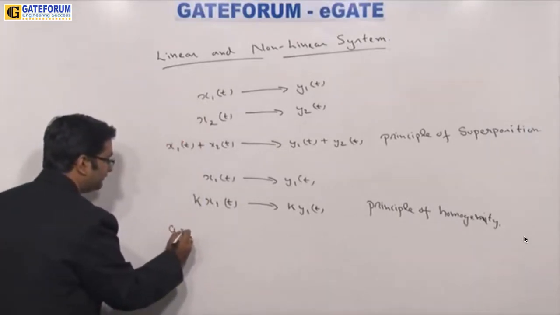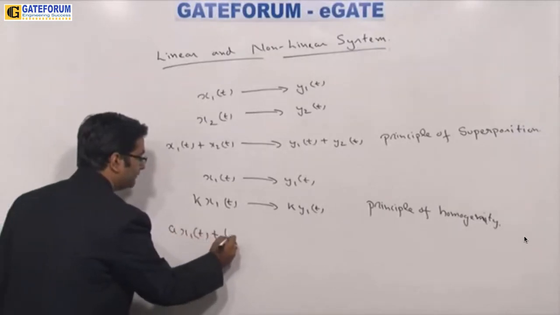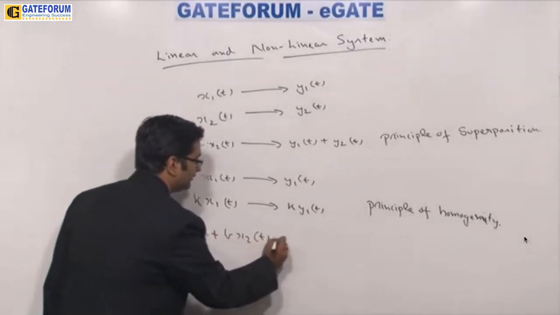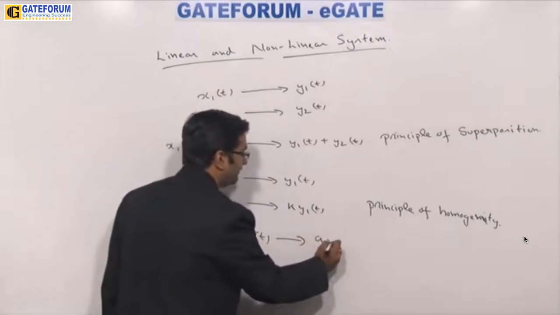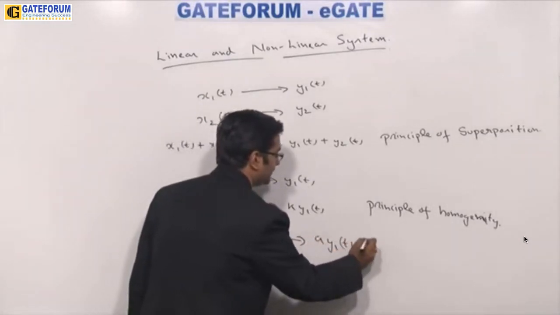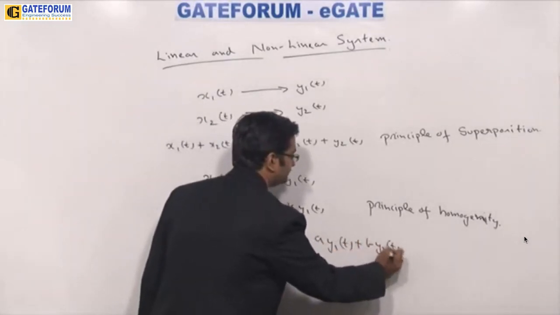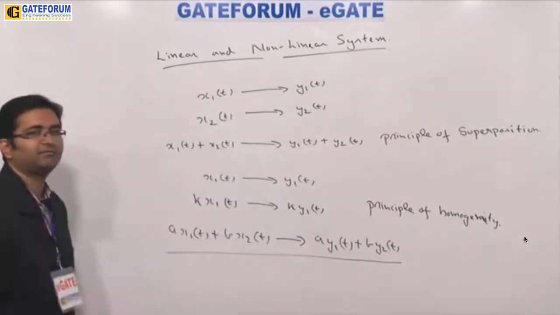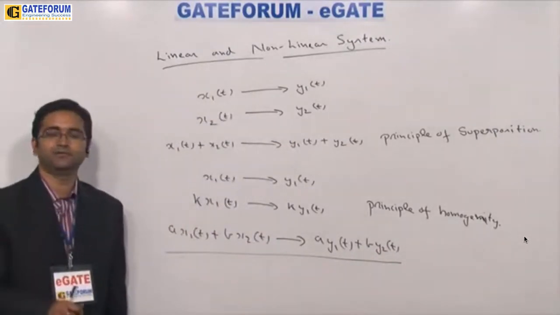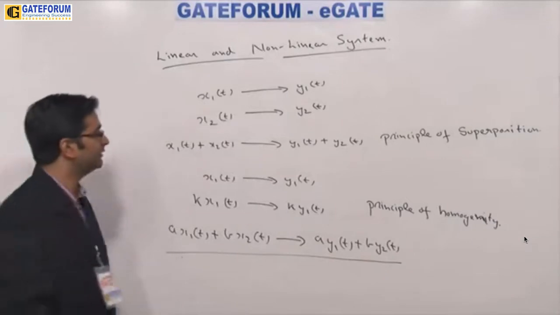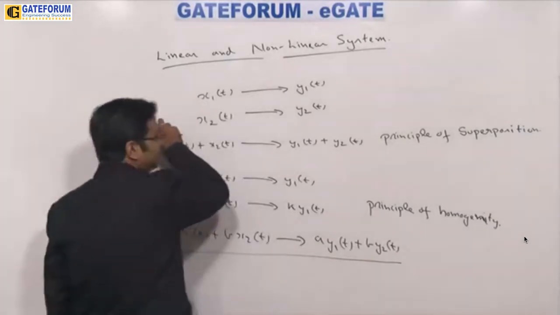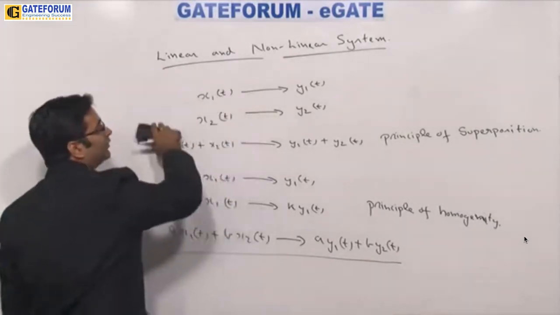a x1(t) plus b x2(t) must give you a y1(t) plus b y2(t). If this condition is satisfied, the system is a linear system. Now let us take some examples. If this condition is not satisfied, of course it becomes a non-linear system.